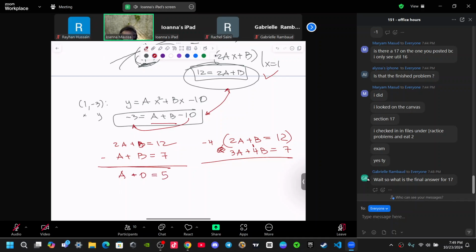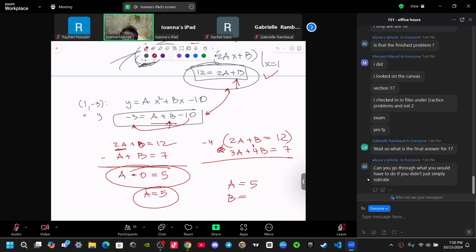You go slowly on that. So now you have a is 5. And now that you know a, you can go either here or here to find b. So now you have a, b, c. Again, a is 5, so 2a is 10, so b must be 2. And c was -10 in this case.